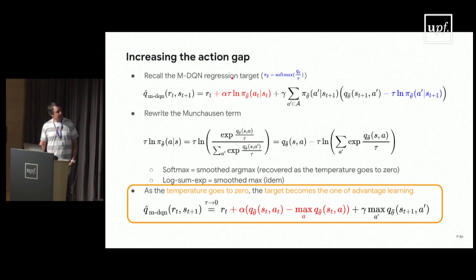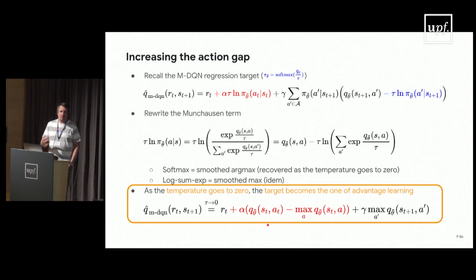So what changed is really the log policy term. If you look at the log policy term, the policy itself is softmax according to this Q. But this Q is now homogeneous to a sum of real Q functions and not to a Q function. And it's Q minus the log-sum-exp of the Q, by a basic computation. In the end, if you take the limit as the temperature goes to zero, you get the reward plus alpha times the Q value minus the max over actions of the Q value in the current state. This is the advantage function. And this scheme is known as advantage learning.